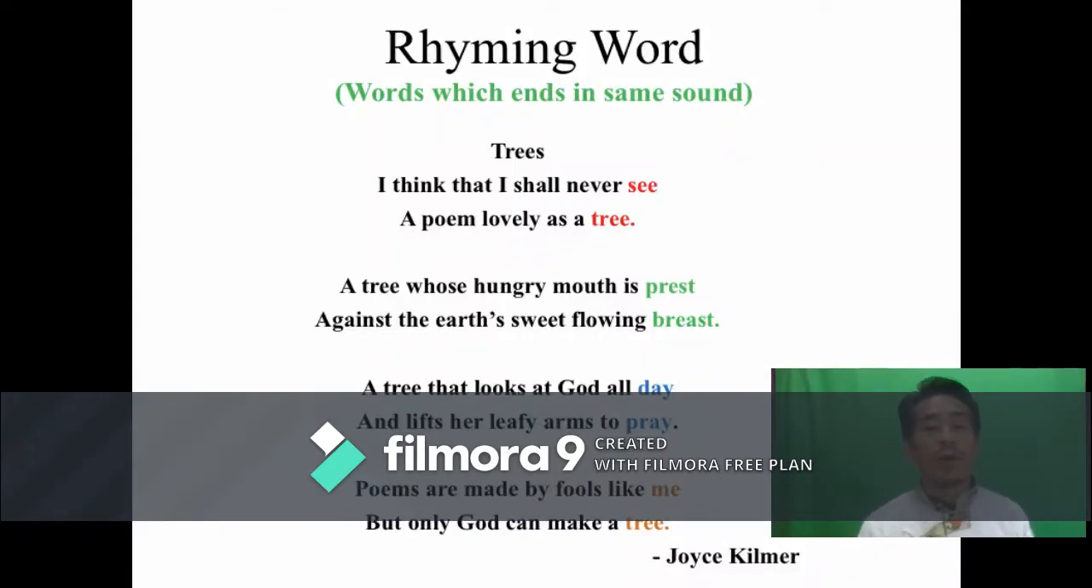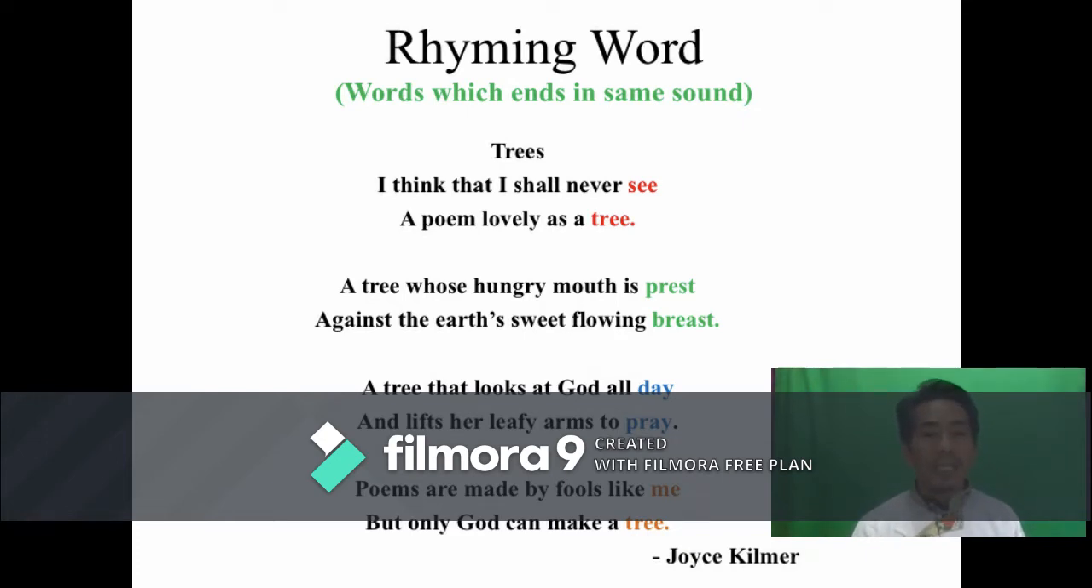I have here a poem on trees. Let us see. Trees. I think that I shall never see a poem lovely as a tree, whose hungry mouth is pressed against the earth's sweet flowing breast, a tree that looks at God all day and lifts her leafy arms to pray. Poems are made by fools like me, but only God can make a tree.